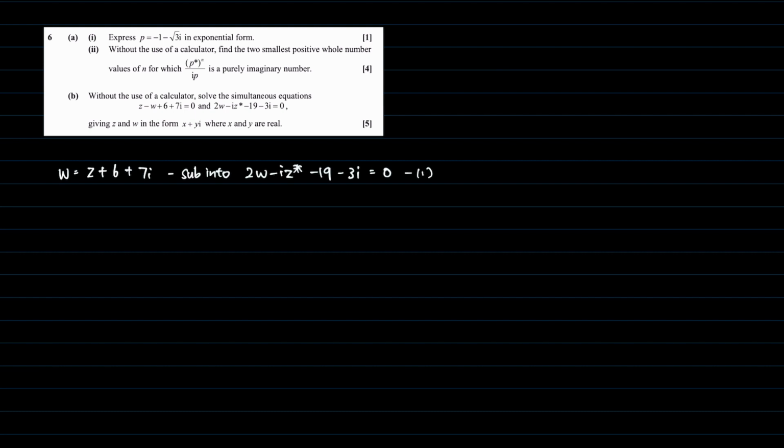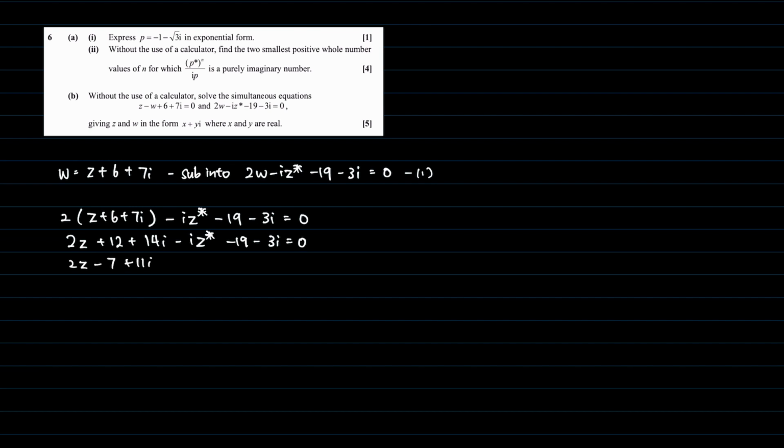We will have 2, open bracket, z plus 6 plus 7i, close the bracket, minus i multiplied by the conjugate of z, minus 19 minus 3i equals to 0. Now, simplifying the expression, we will have 2z plus 12 plus 14i minus i conjugate of z, minus 19 minus 3i equals to 0. And by further simplifying the expression, we will have 2z minus 7 plus 11i minus i multiplied by the conjugate of z equals to 0.